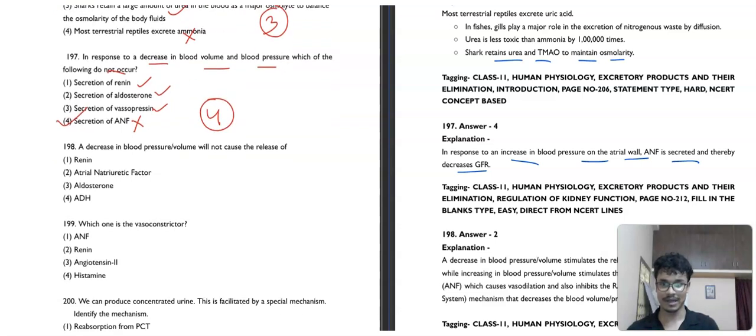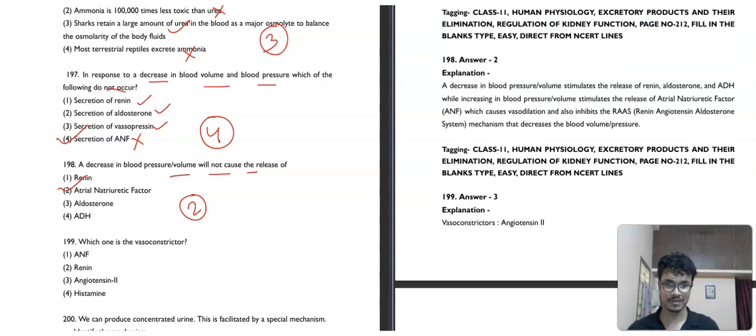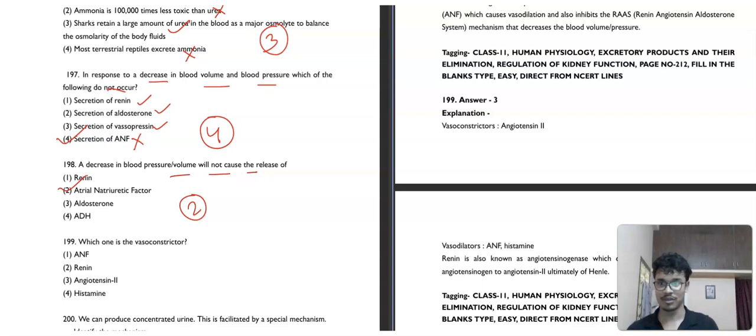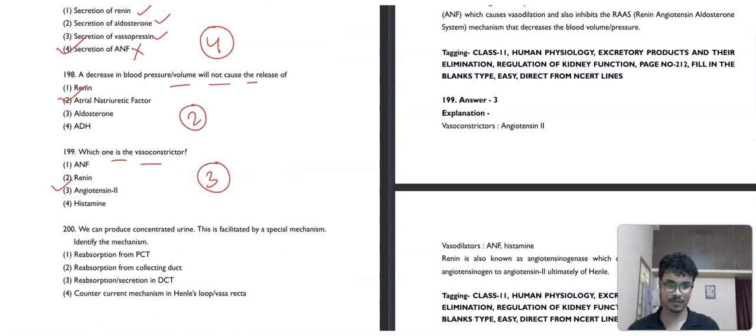Then question number 198. It is saying that a decrease in blood pressure and volume will not cause the release of renin, ANF, aldosterone or ADH. So basically it is the same kind of question, but asked differently. The next question, question number 199. This I think is the easiest question of this paper. This question has been asked many times. Which one is the vasoconstrictor? ANF, renin, angiotensin 2 or histamine? The vasoconstrictor will be angiotensin 2, a powerful vasoconstrictor.